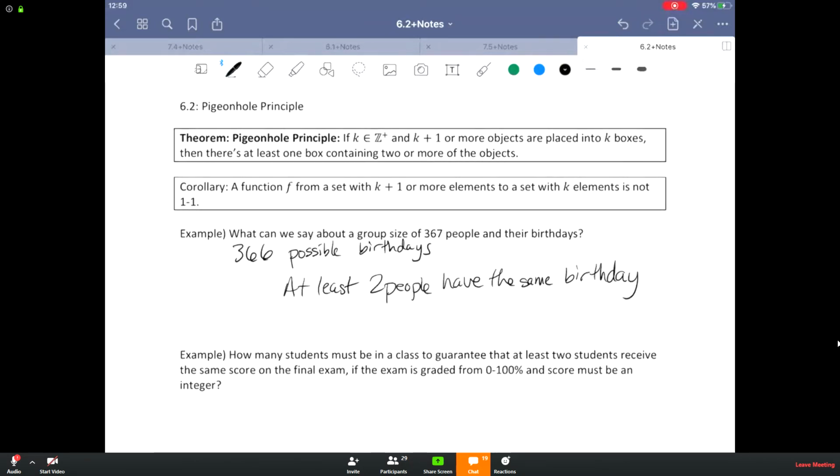This next example is also an application of that. How many students must be in a class to guarantee that at least 2 students receive the same score on the final exam? The exam is graded from 0 to 100%, and the score must be an integer. So no half points. How many students have to be in that class to guarantee that 2 students receive the same score? Yeah, that's right, Barry. It's 102 students.